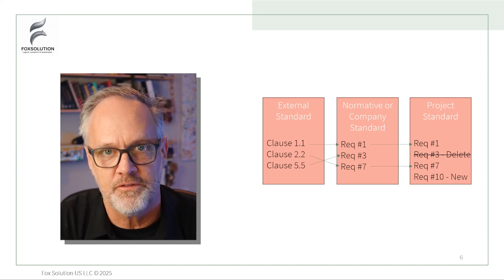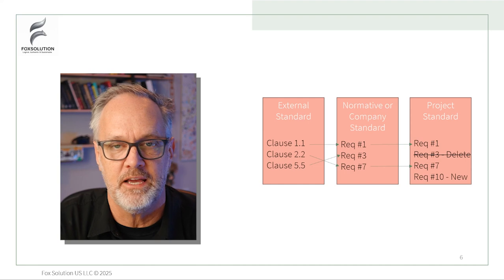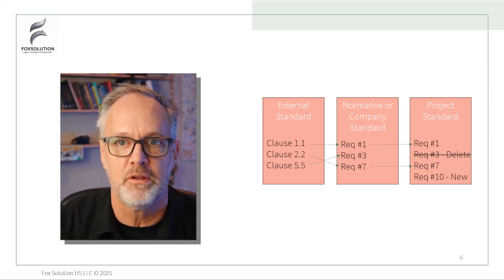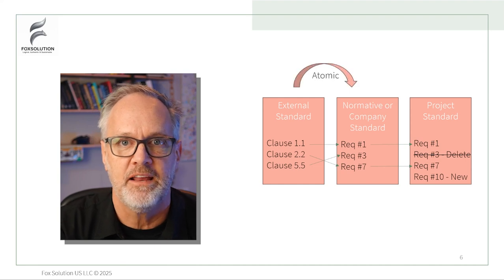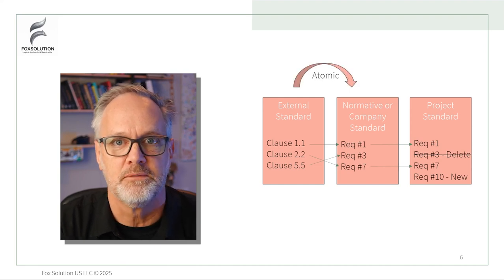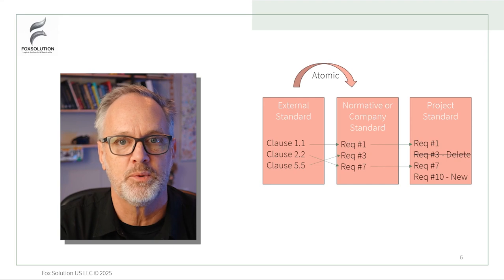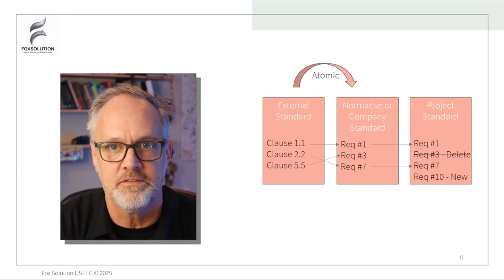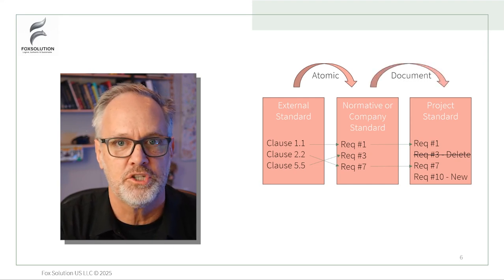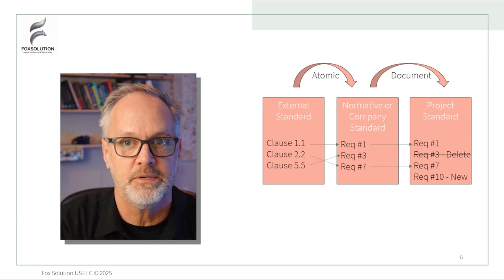So what we want to do is first do the mapping into a normative standard. Then for every wellhead you build in the future, that's going to be a project. And what we do then is we share the standard down to the projects. So we get this atomic traceability between the clause and the requirements, which is between the external standard and the normative standard. And then we're going to share the entire requirements document for that product type down to the project.